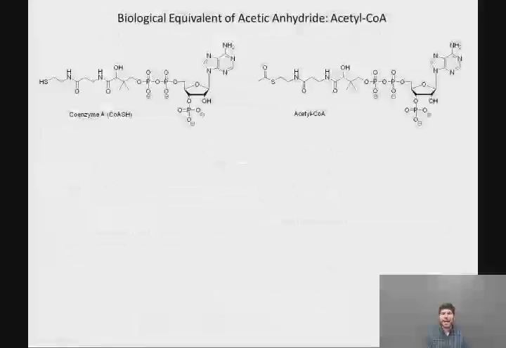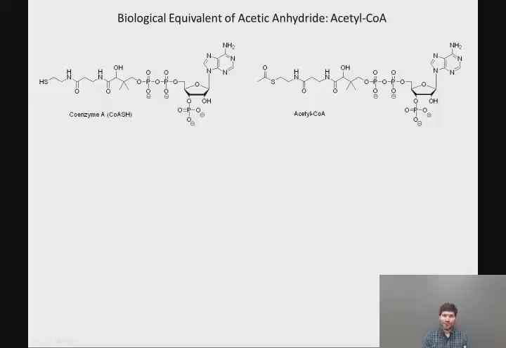So let's look at an example of how this is put into practice. Anyone who is watching this who's taken a biology course has probably at least seen the name acetyl-CoA. May have no idea whatsoever what the structure is, and we're going to look at that here. But fundamentally, acetyl-CoA is the biological equivalent of acetic anhydride, in that it serves as an acetylating agent. So depicted on the left here is coenzyme A.